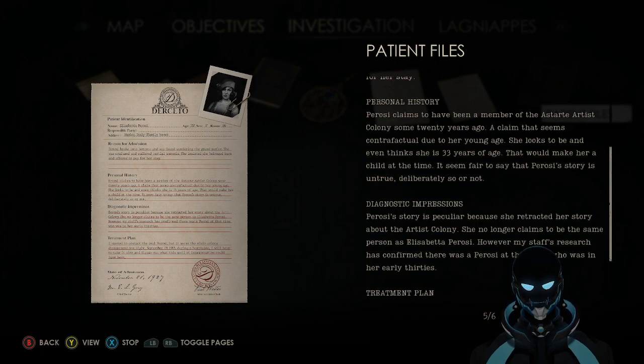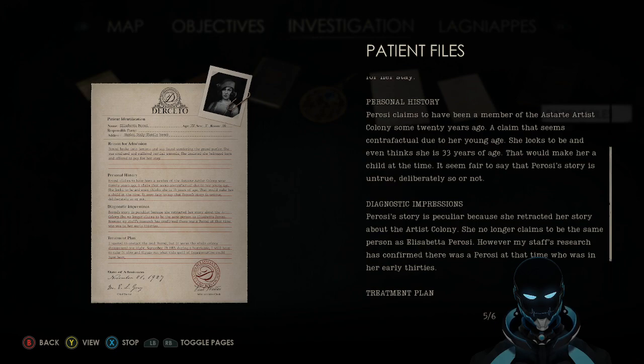Perosi claims to have been a member of the Astarte artist colony some 20 years ago. A claim that seems contrafactual due to her young age. She looks to be and even thinks she is 33 years of age. That would make her a child at the time. It seems fair to say that Perosi's story is untrue, deliberately so or not. Diagnostic impressions? Do you have anything?